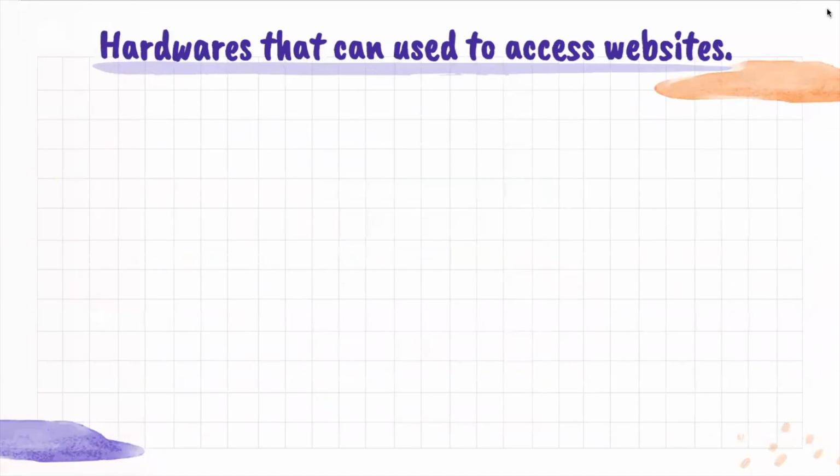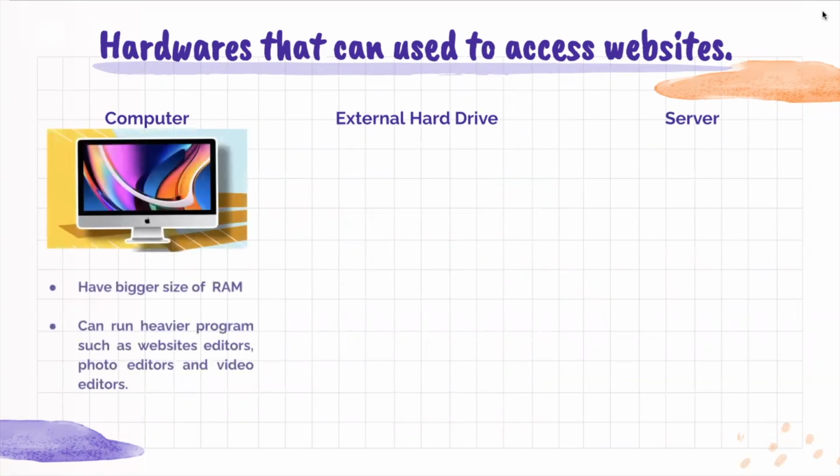There are three basic hardware for Shopee used to access the website, which are computer, external hard drive, and server. Computer. Most computers have sufficient power to be used to create a website.